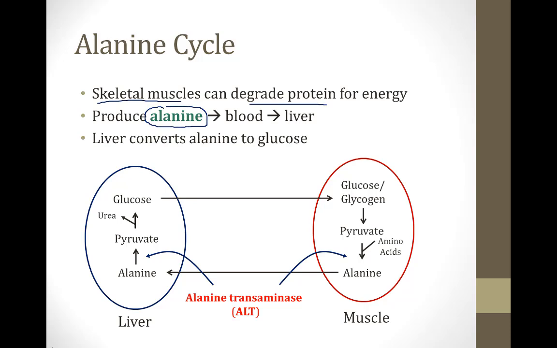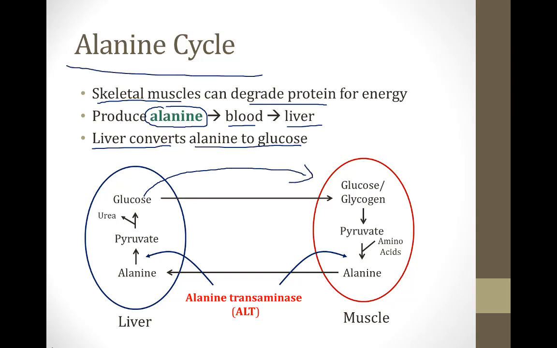The skeletal muscles will release alanine into the blood and it will go to the liver. When the liver sees high levels of alanine, it will inhibit pyruvate kinase and therefore slow down glycolysis so that the liver does not use glucose. In turn, this means the liver will then convert the alanine back into glucose via gluconeogenesis, and it can send that glucose to the muscle cells that need it. This is called the alanine cycle.